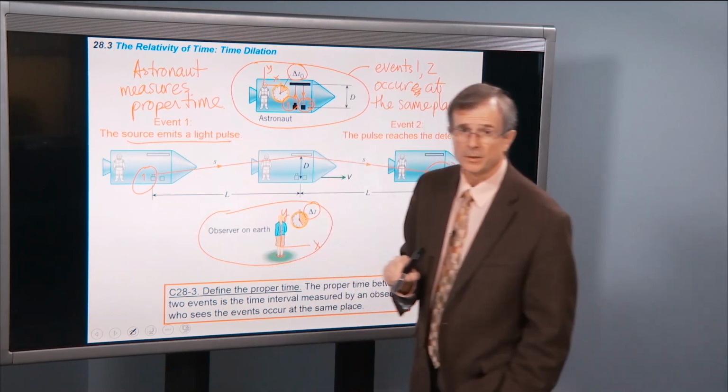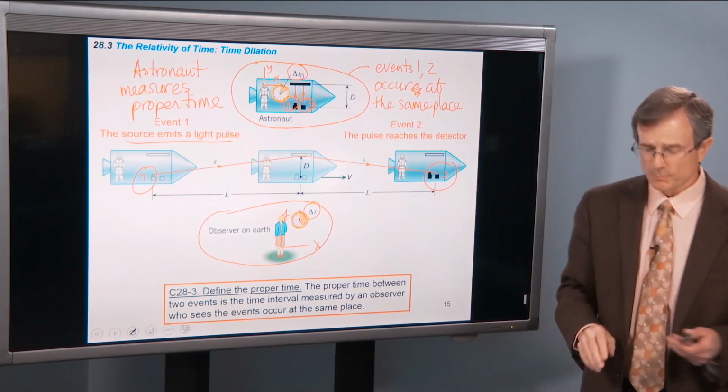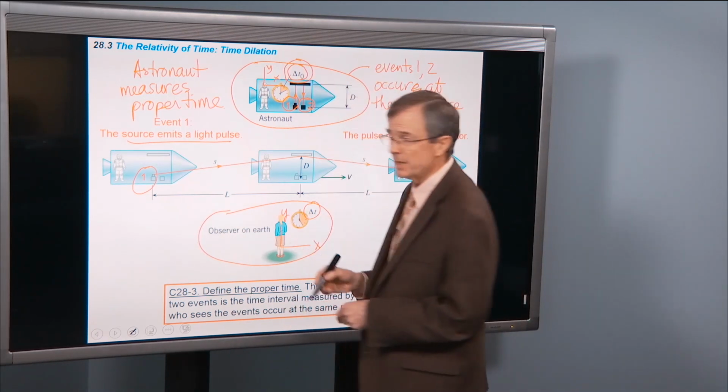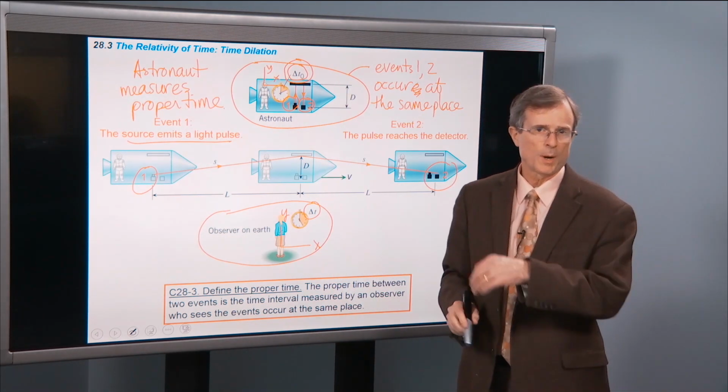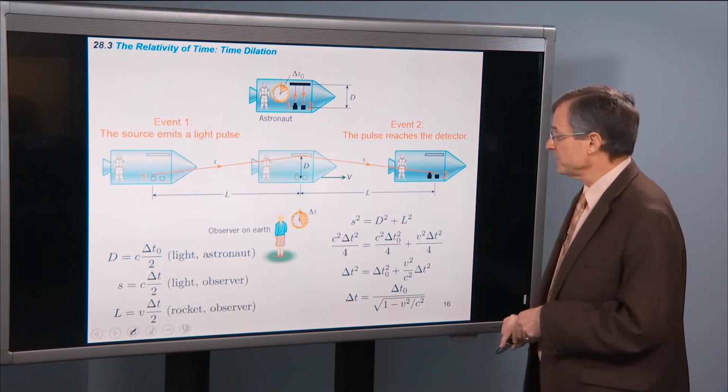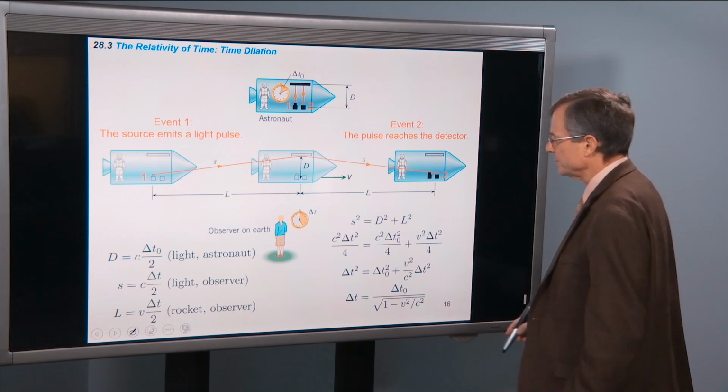Because those two events occur at the same place. Perfect. And so, in fact, we'll use delta T naught generally to denote the proper time. All right, let's actually calculate what the difference between the times is.